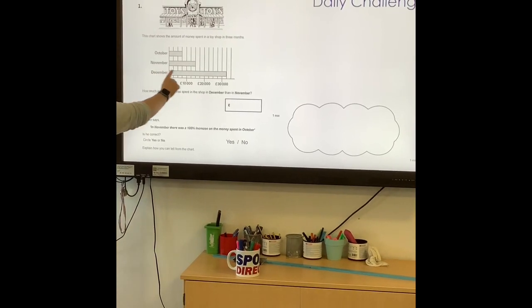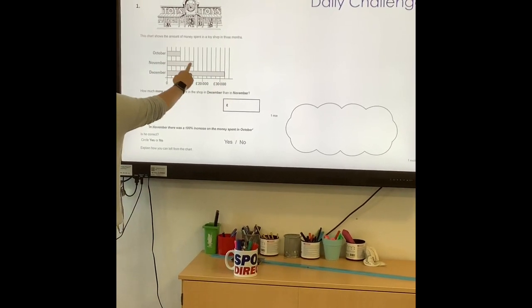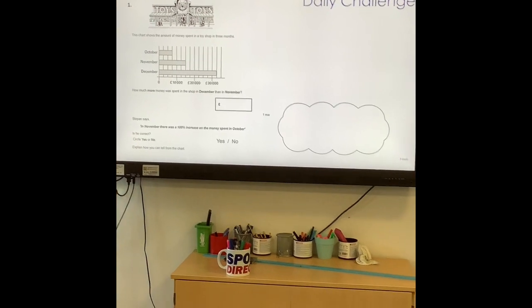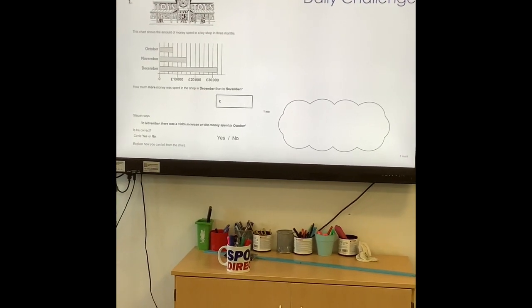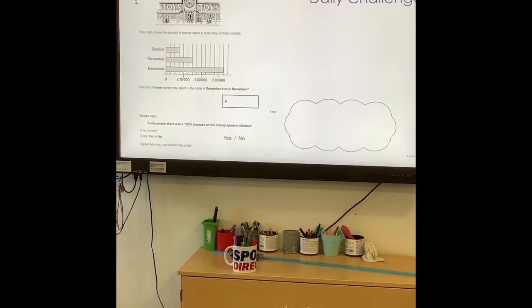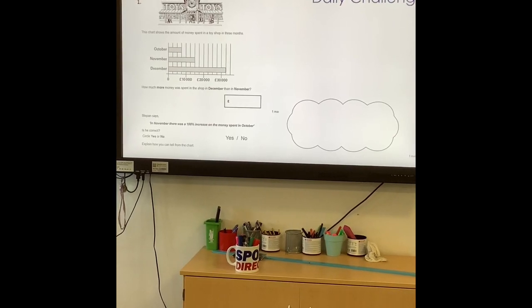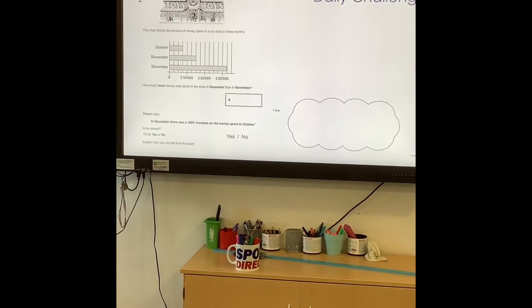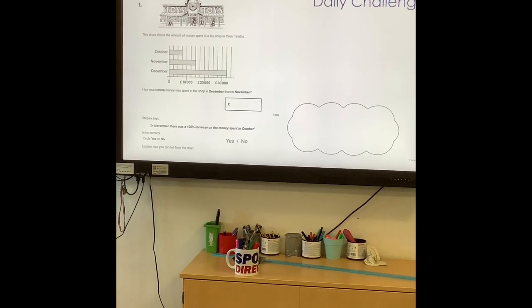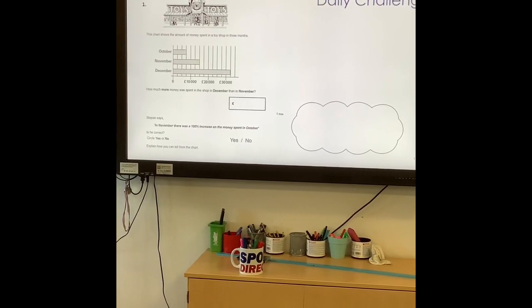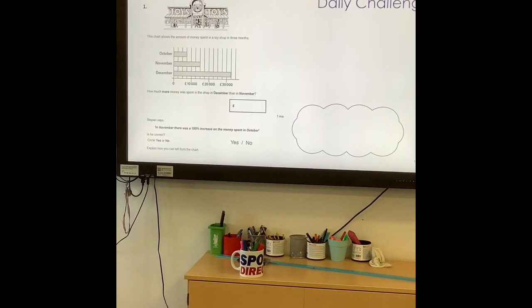So you need to compare December and November. Then down the bottom it says, in November there was a 100% increase on the money spent in October. Is that correct? Yes or no? True or false? So think about how you'd work that one out and have a go.